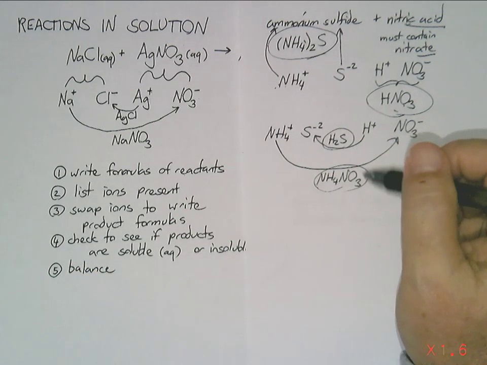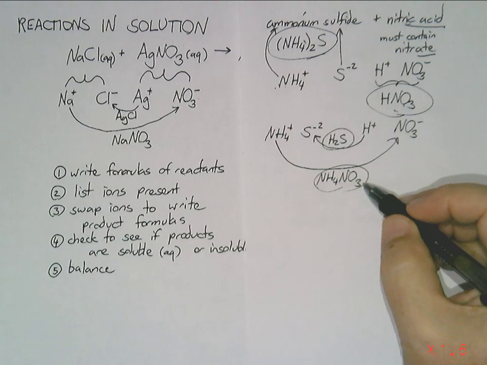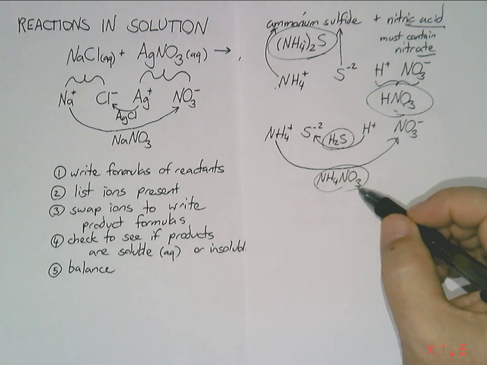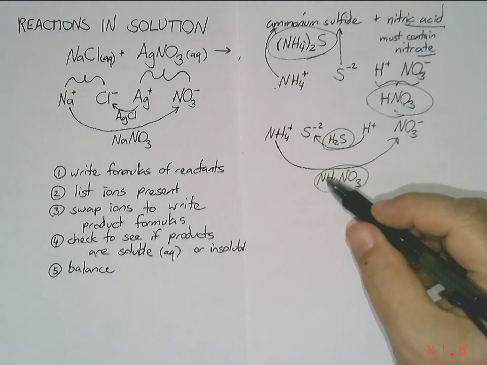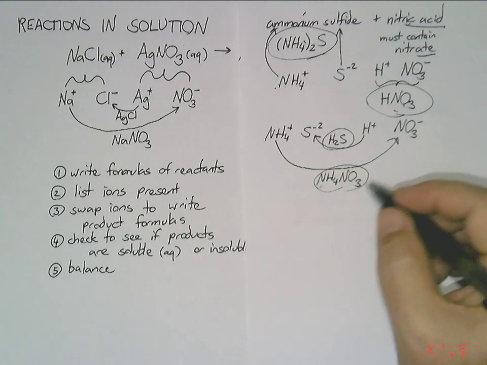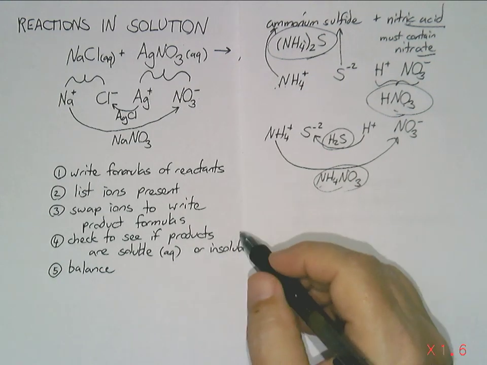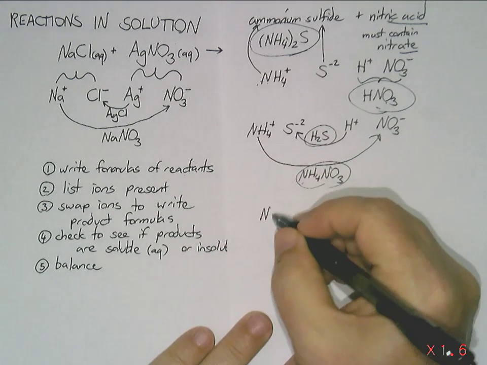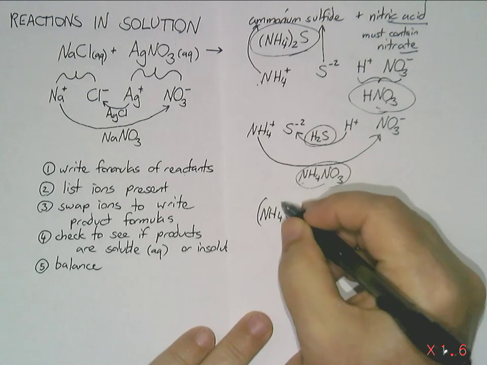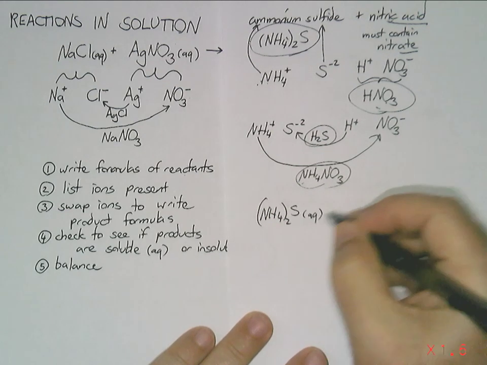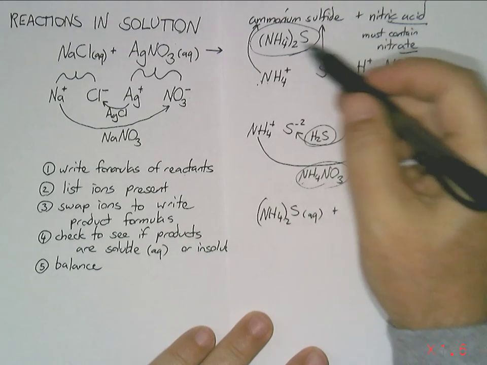Let's check and see if these are soluble or not. If I look up the guidelines in the book, they say anything with a nitrate in it is soluble. And they say anything with an ammonium in it is soluble. So both ways, this will be soluble. So I know my reaction is going to look something like this. Anything with an ammonium in it is soluble, so I can put an AQ after that. And this is my reactant.